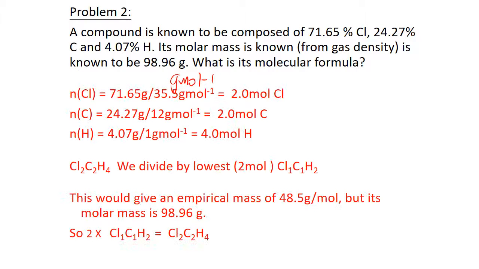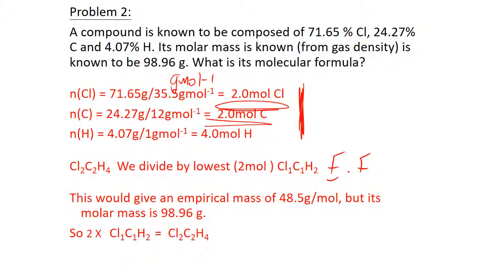Right, so let's see if we've got the answer. First thing we're going to do is the empirical formula. This is what this part here is. You're converting to 100 grams and dividing by the molar mass of each of the atoms. So you get a 2 to 2 to 4 ratio. We divide by the lowest, which can be either the carbon or chlorine; that's up to you. Then we get C1Cl1H2 as the empirical formula.